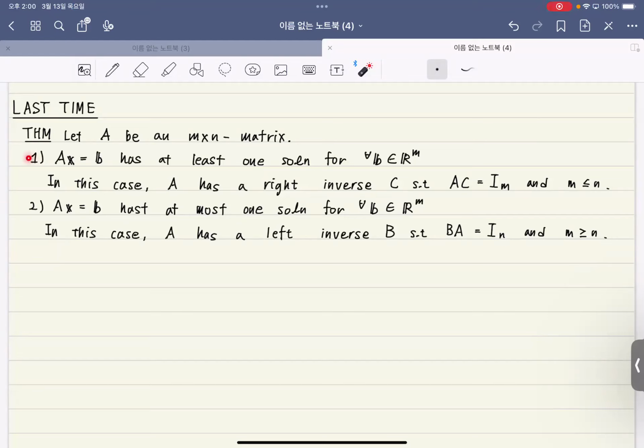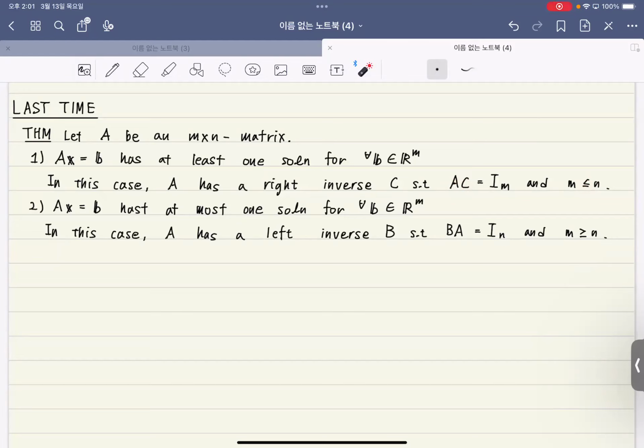So I think I have proved number one. If this system has a solution for all such b's, then you have a right inverse. And in that case, m is less than or equal to n. So in other words, A must be a wide matrix, right? Okay. And today I will prove number two.